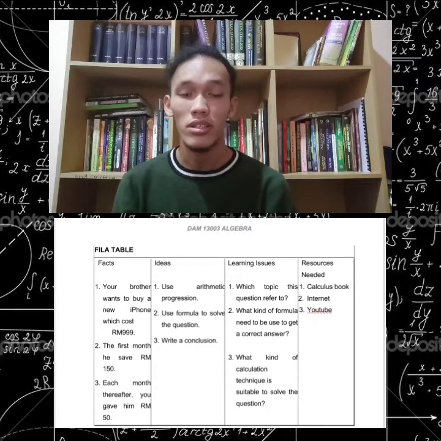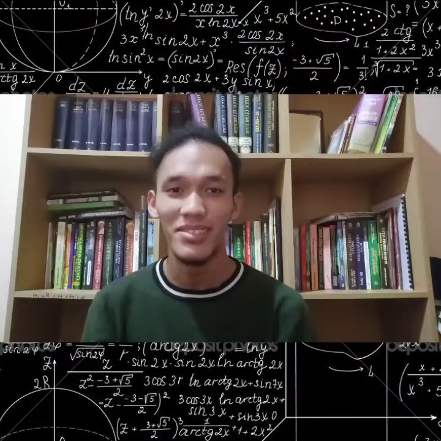In the third column, which is the learning issues: first, which topic does this question refer to; second, what kind of formula do we need to use to get the correct answer; and third, what kind of calculation do we need to use to solve the question. And the fourth column, which is the resources needed: first, calculus book; second, internet; and third, YouTube. All for me, thank you.